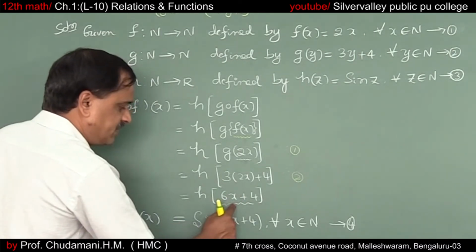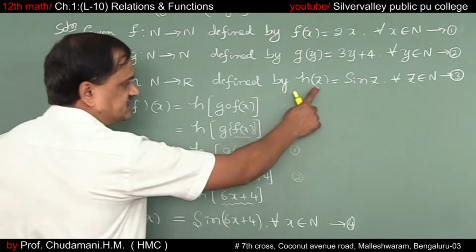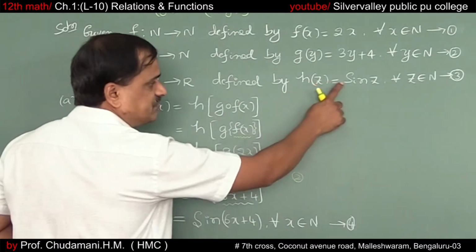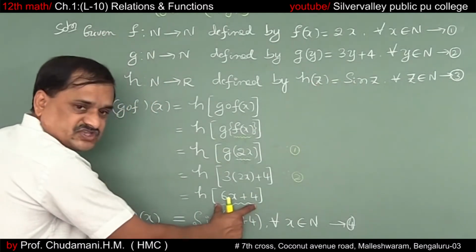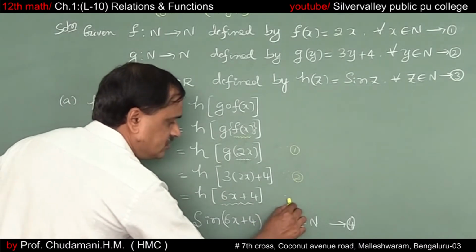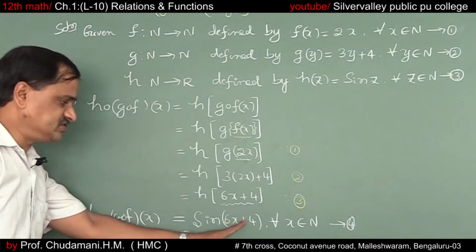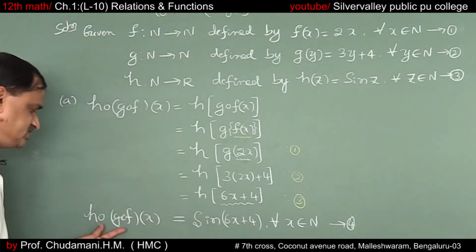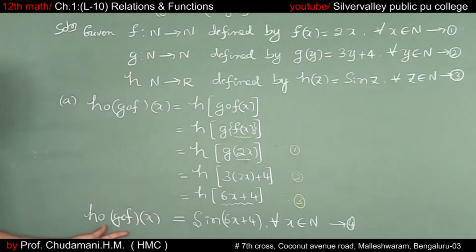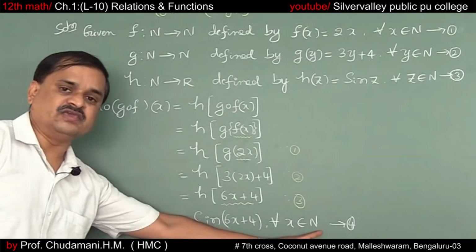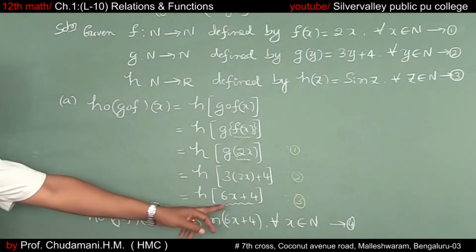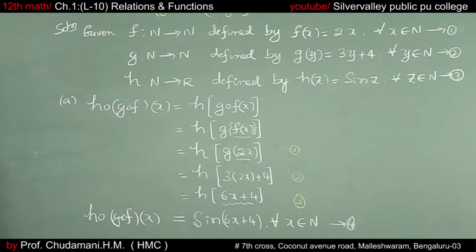This is of the form h of z. So h of z means sin z. H of 6x plus 4 means, using equation 3, you can write it as sine of 6x plus 4. That is composition of GOF and h. Say equation 4, in which x belongs to natural numbers.